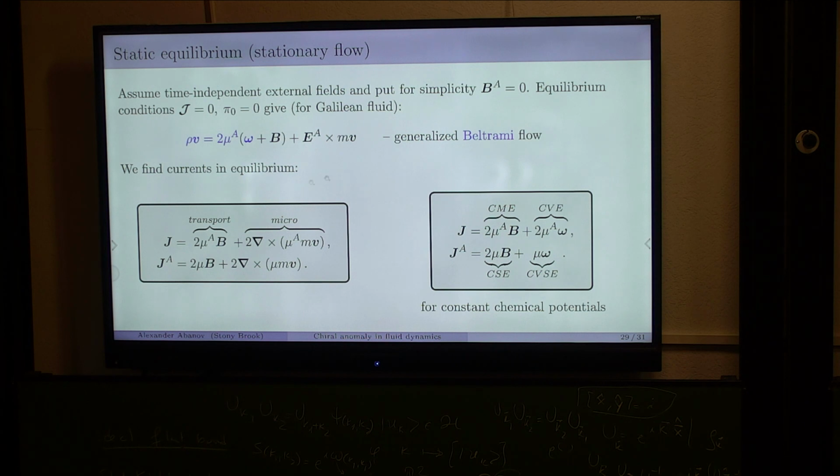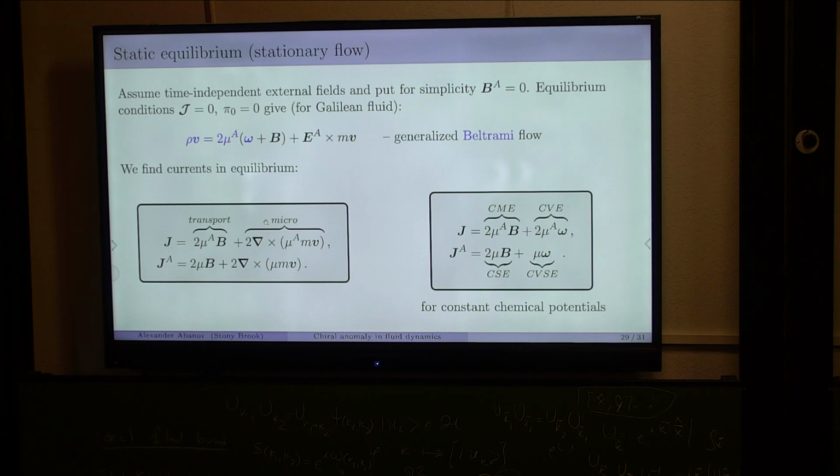So using this condition and using the general expressions for the current which I showed before, you can find that in a state which satisfies this, the vector current is given by this formula, and the axial current is given by this formula. Notice that there are two kinds of terms here. This one is proportional to magnetic field, and this one is a total curl. They usually say that this is the transport current, and this current is a micro motion, like circular motion or diamagnetic current or something like that. So these formulas we can generally derive.